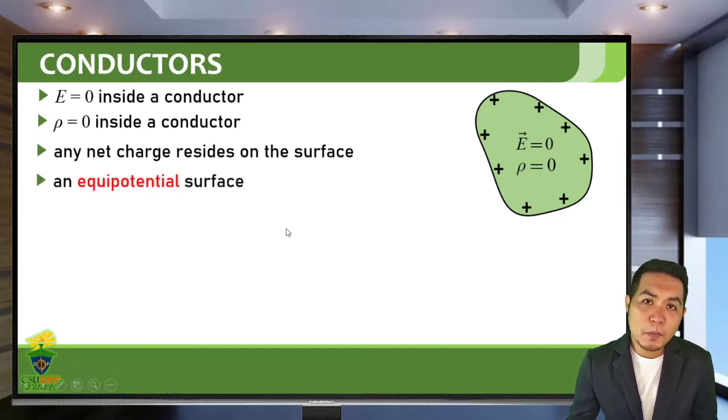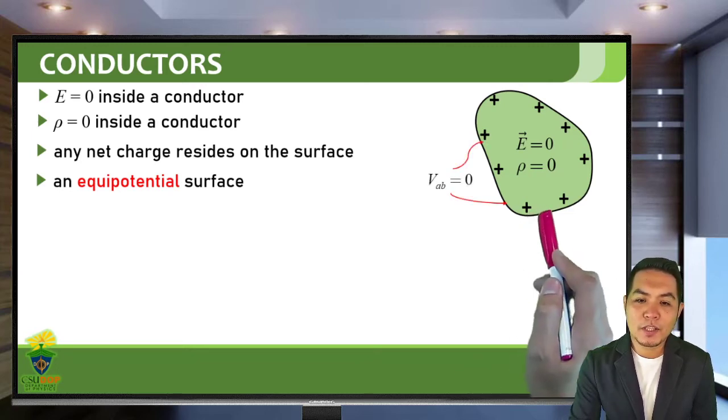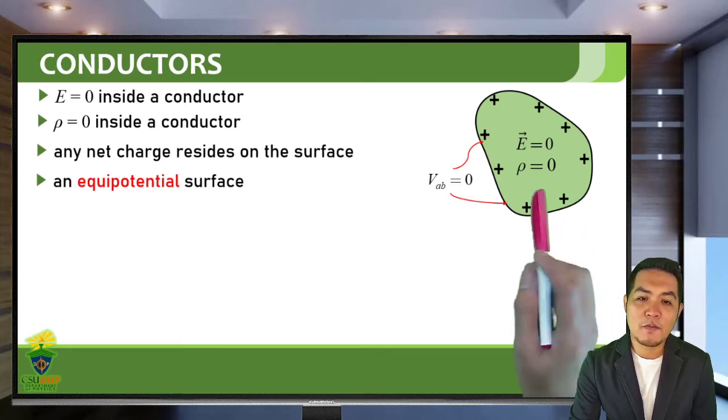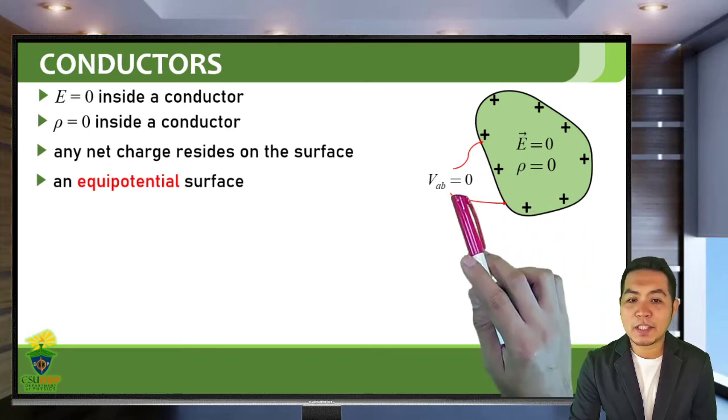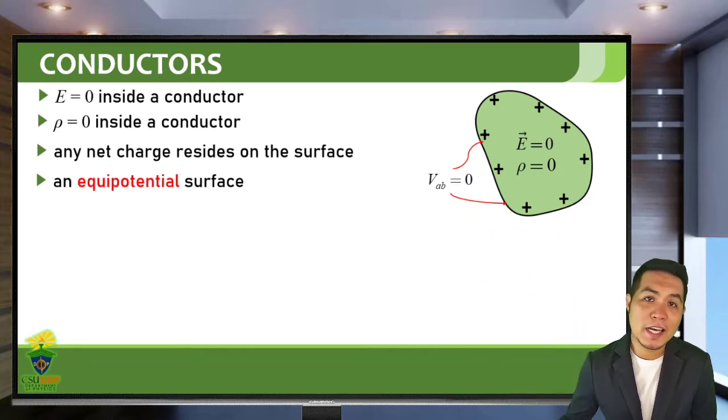Another property of conductors is that their surface is an equipotential surface, meaning the potential at every point on the surface is the same. And if you take, for instance, the potential difference between 2 points on the surface, then of course you will get zero. There's no difference.